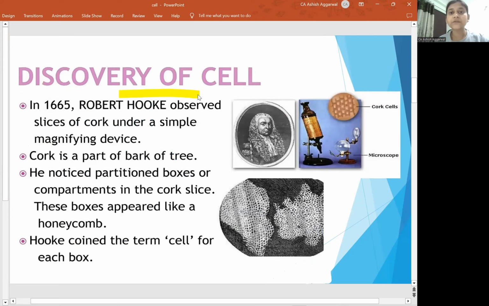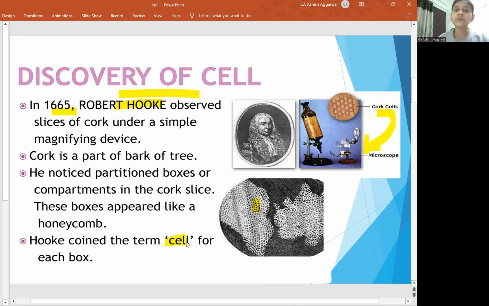Next, come to the discovery of the cell. Robert Hooke was the scientist who discovered the cell in 1665. He took some cork cells isolated from the bark of a tree and observed them under the microscope. He observed compartments or room-like structures inside it, like a honeycomb, where there are compartments or rooms in which honey is stored. He observed a similar structure inside the cork cells.